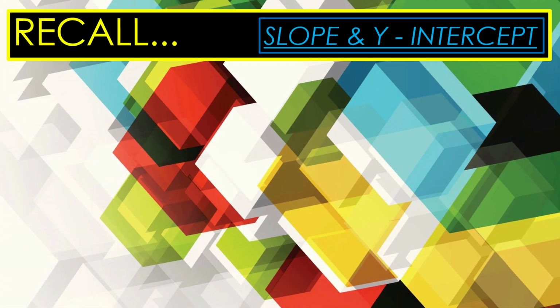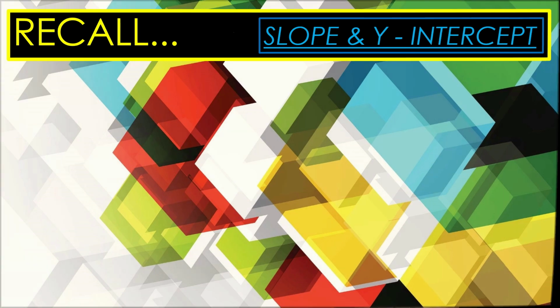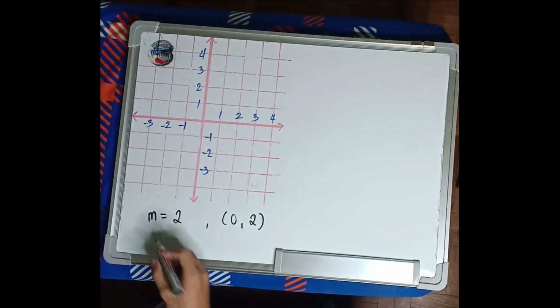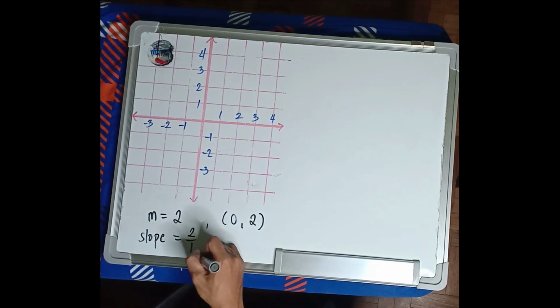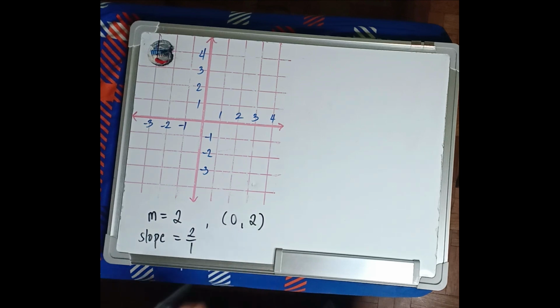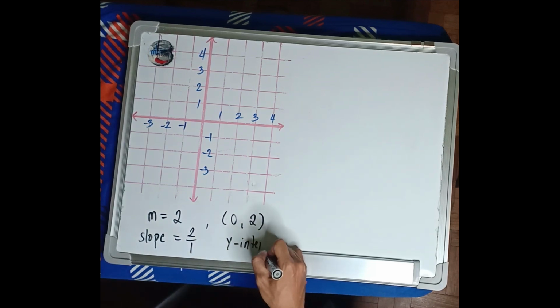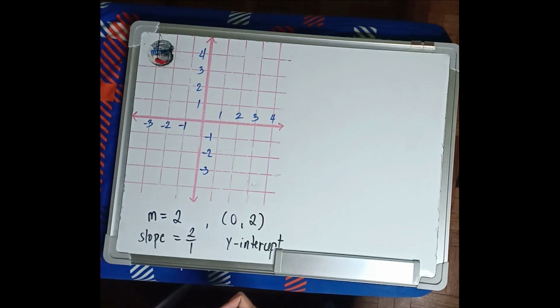Let us recall how to make the equation of a line and graph the equation using slope and y-intercept. The slope m is equal to 2. So this is your slope. This could also be written as 2 over 1. And this one is your y-intercept. So the given is the slope and y-intercept.